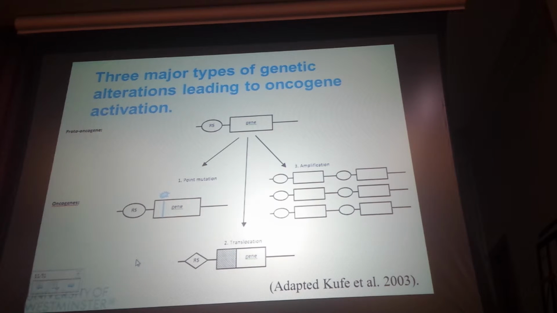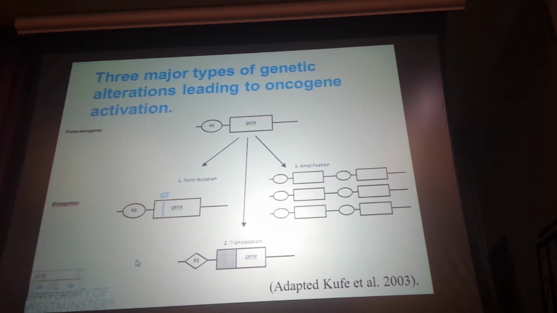There are three major types of genetic alteration leading to oncogene activation. As you see, you have a proto-oncogene with a promoter region, and either you can have a point mutation, where at the DNA level a nucleotide is changed for another nucleotide, for instance an A that becomes a G, or a C that becomes a T. Or you can have a translocation, which means that a part of the gene is fused to another gene, and that has the consequence of creating a fusion protein.